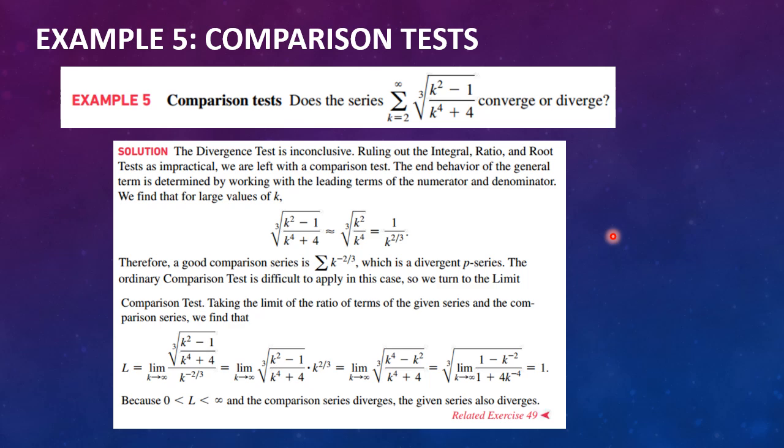Taking the limit of the ratio of terms of the given series and the comparison series, we find that the limit of the cube root of k squared minus 1 over k to the 4th plus 4 over k to the negative 2/3 is approximately equal to, well, this is just doing algebra right now, right?